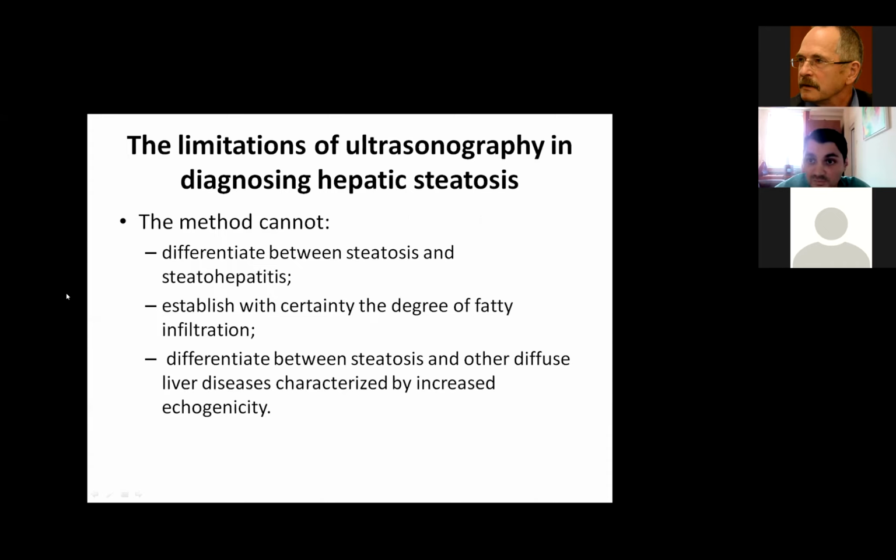The diagnosis of hepatic steatosis by ultrasonography also has some limitations, like it cannot differentiate between steatosis and steatohepatitis. So standard ultrasound is good only in diagnosing steatosis, but we don't have any information about the active form of steatosis, the steatohepatitis. It cannot establish with certainty the degree of fat infiltration, and it cannot differentiate between steatosis and other diffuse liver disease that I've shown you previously.